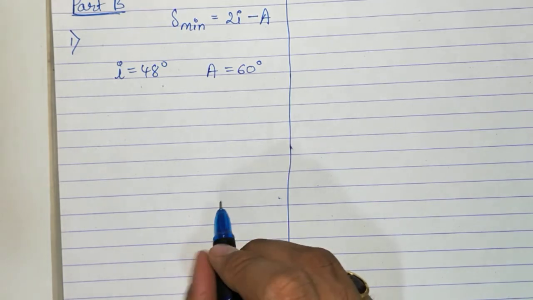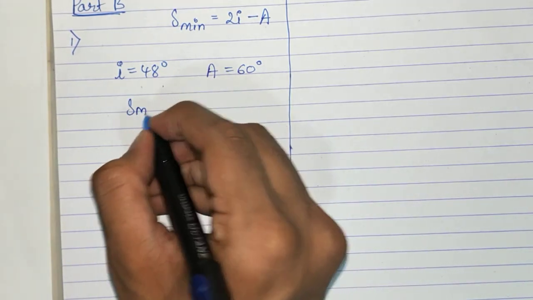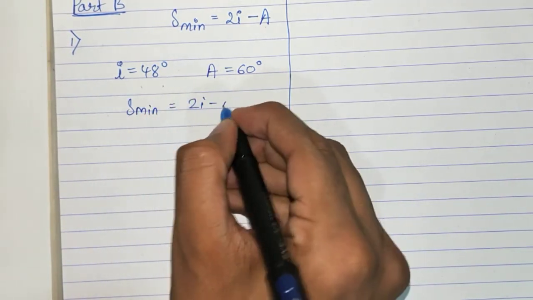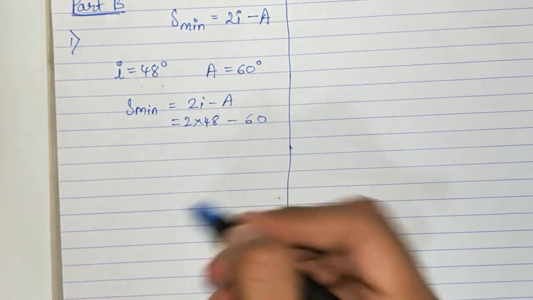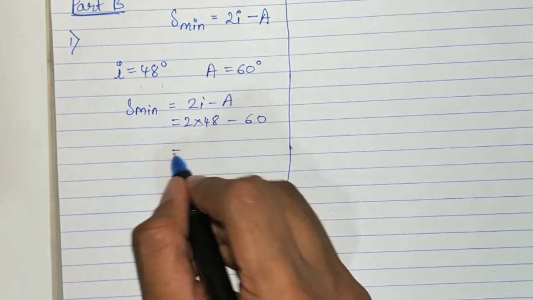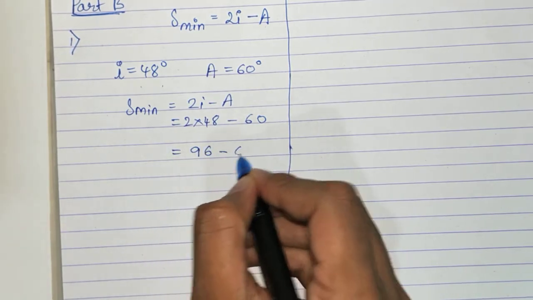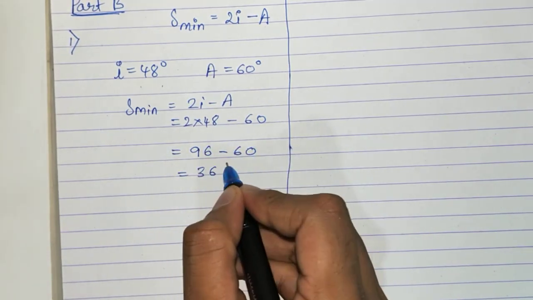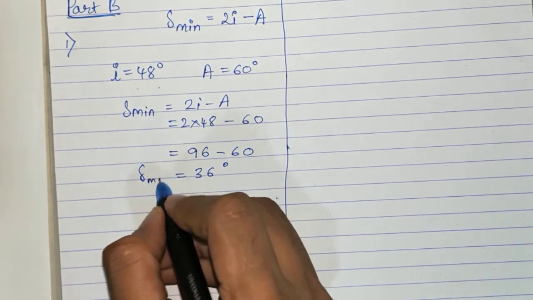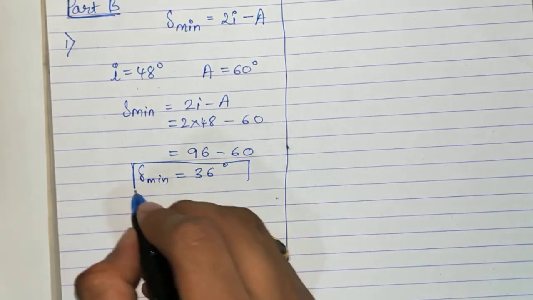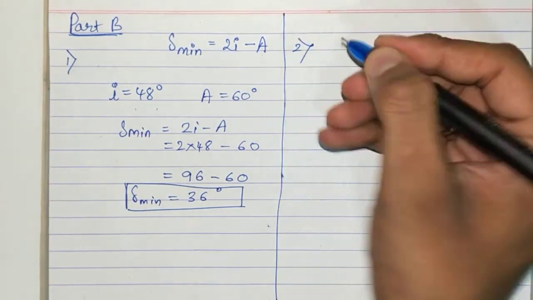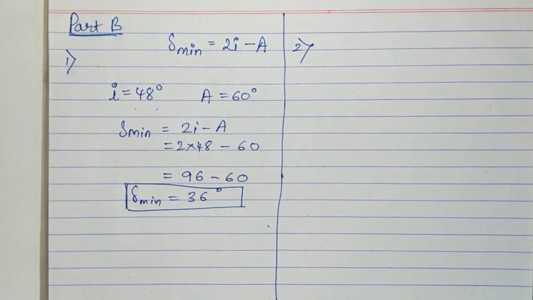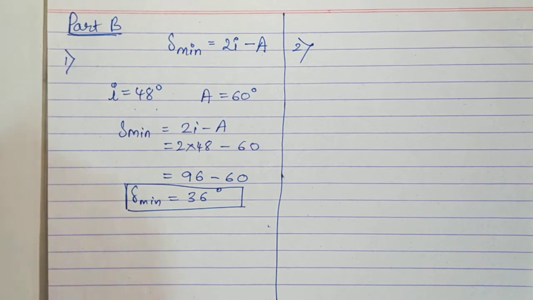Calculate the minimum deviation. So minimum deviation is 2i minus a, that is 2 into 48 minus 60. What is 2 into 48? It is 96, minus 60, that is 36 degrees. Done. Sum is done. You can pause the video and copy.